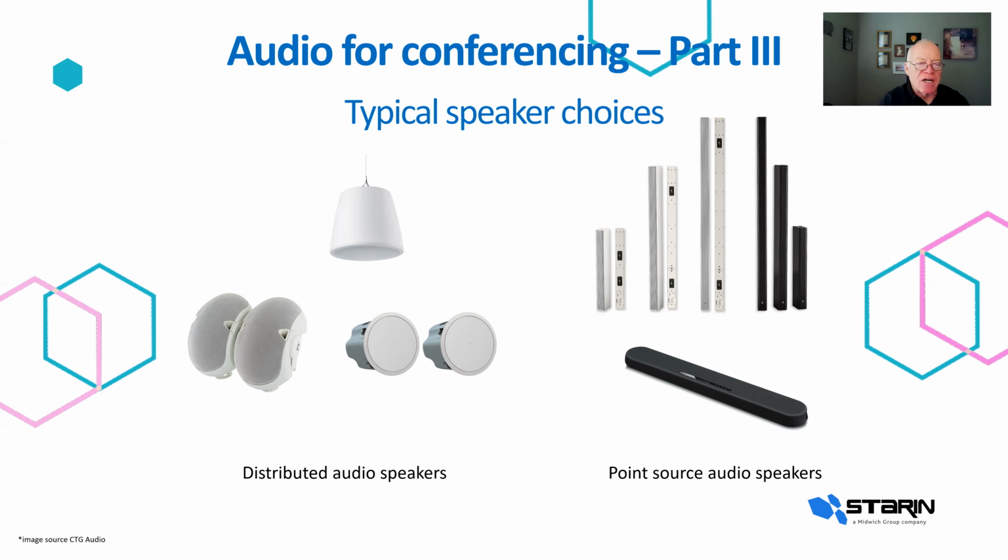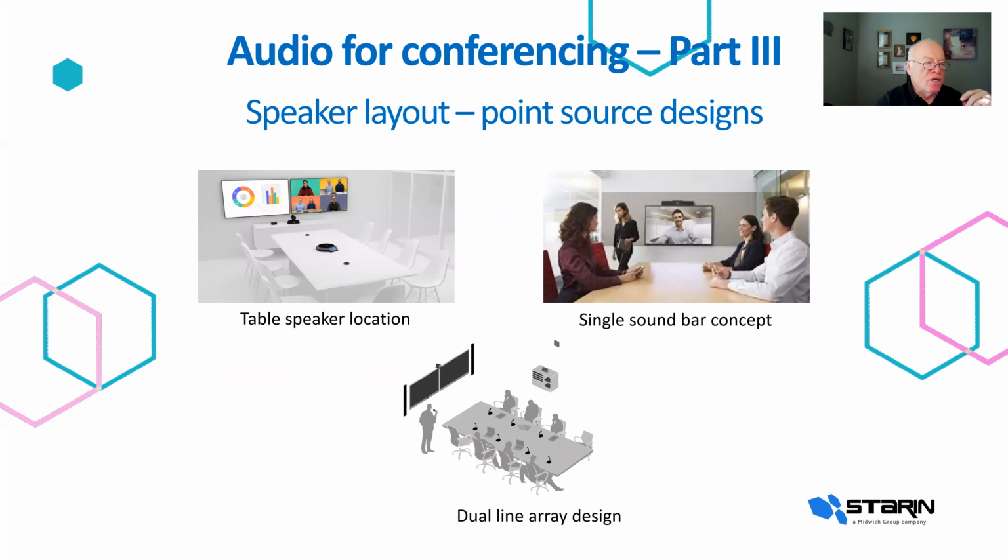On the right, you have a couple of examples of point source, line arrays, and sound bars. Sound bars in the commercial space are relatively new to the design. Line arrays have been around for a longer period of time. They both work equally well. Line arrays can also work in large spaces, and sound bars typically don't go out that far, so they're more suited for huddle rooms.